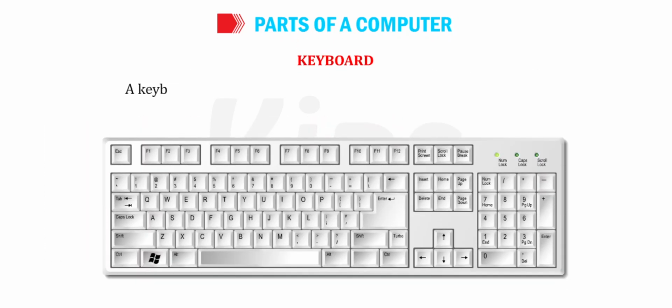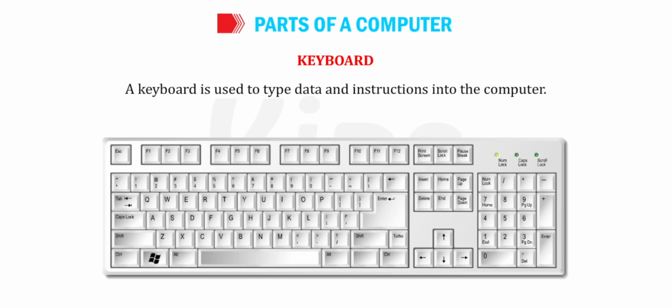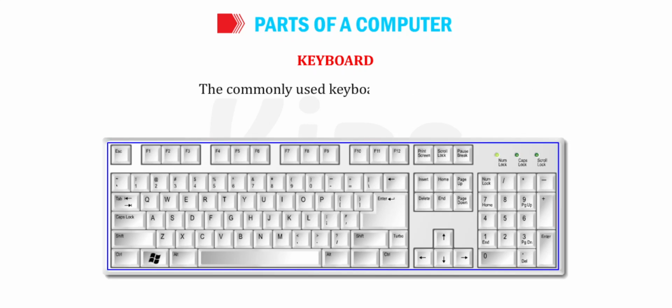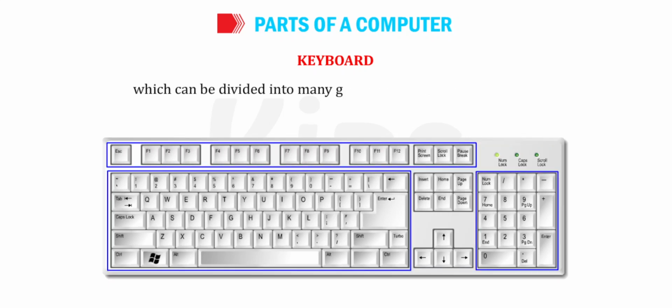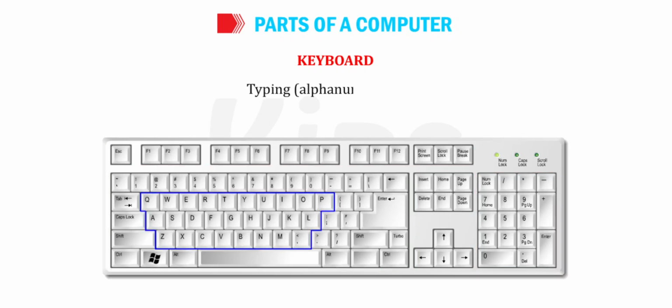Keyboard. A keyboard is used to type data and instructions into the computer. The commonly used keyboard has 104 keys, which can be divided into many groups based on their functions: typing alphanumeric keys, combination keys, function keys, special keys, numeric keypad, navigation keys.